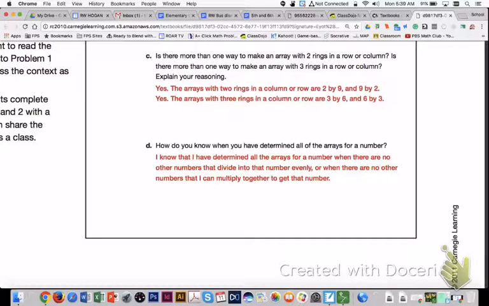For letter C, yes, there is more than one way in both examples. For the first example, the arrays with 2 rings in a column or row are 2 by 9 and 9 by 2. And for the second example, the arrays with 3 rings in a column or row are 3 by 6 and 6 by 3. For letter D, you know that you have determined all the arrays for a number when there are no other numbers that divide into that number evenly, or when there are no other numbers that you can multiply together to get that number.